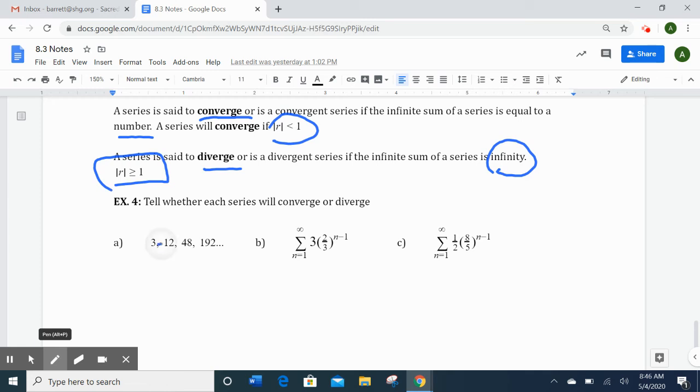So this should technically have a plus sign between the terms: 3 plus 12 plus 48 plus 192. If I continued that series and I continue to add terms, it is going to just get bigger and bigger and bigger. So what is the common ratio? The fact that the common ratio is 4 means that the series is going to be divergent, or it will diverge, because the absolute value of 4 is greater than or equal to 1. If you add up all of the terms in that series, it's going to be infinity.